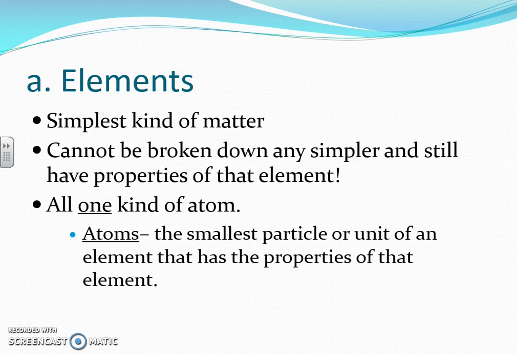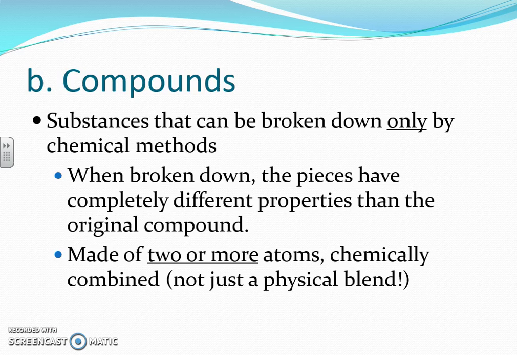So elements, simplest kind of matter. You cannot break these down any simpler and still have the properties there. So this is kind of our simplest, very basic level where if I have an element, it is all made up of the same type of an atom. And then your definition there, hopefully you know that. Compounds, however, it's still a pure substance.